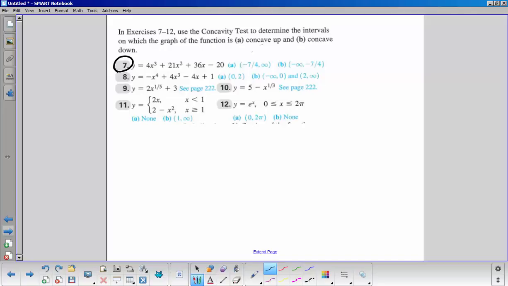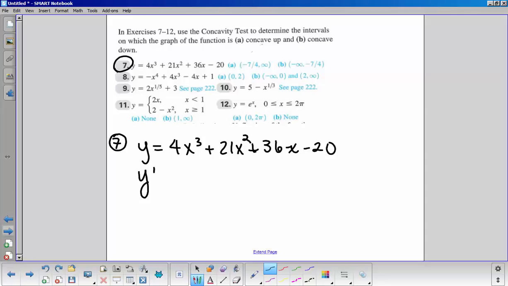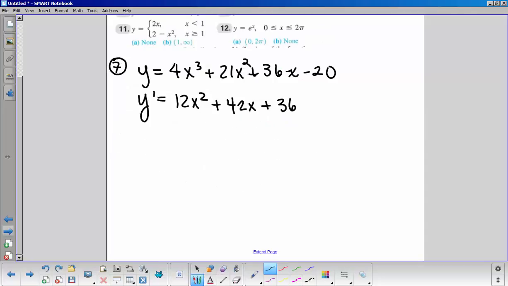Use the concavity test to determine intervals on which the graph is concave up and concave down. In order to do that, to determine concavity, what do we need? Second derivative, right? So number 7 here has y equals 4x cubed plus 21x squared plus 36x minus 20. y prime is 12x squared plus 42x plus 36. Do we have any nice factors here? 6 goes into all of them. So this is 6 times (2x squared plus 7x plus 6), right?